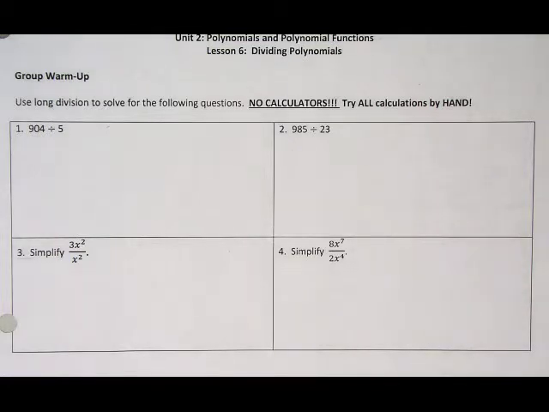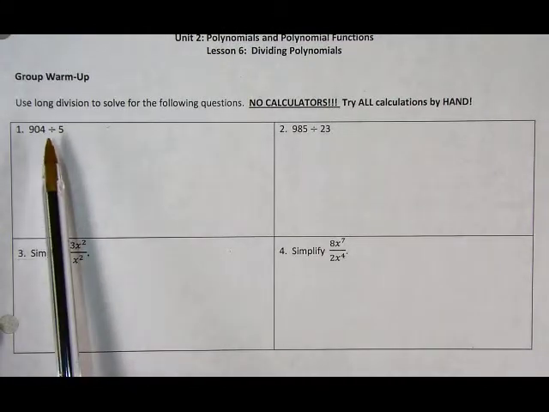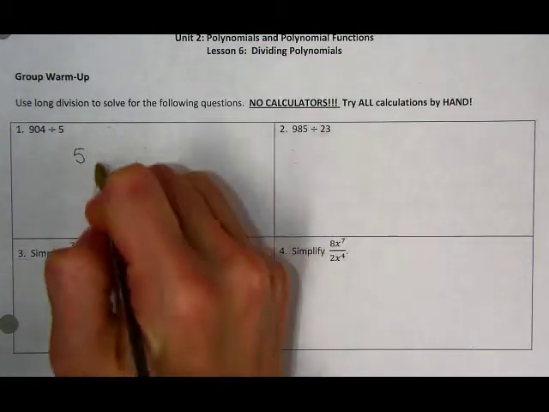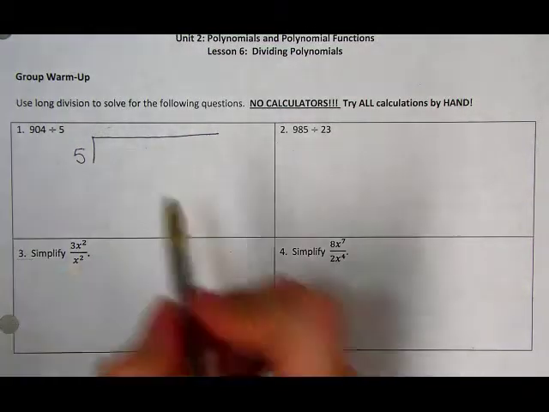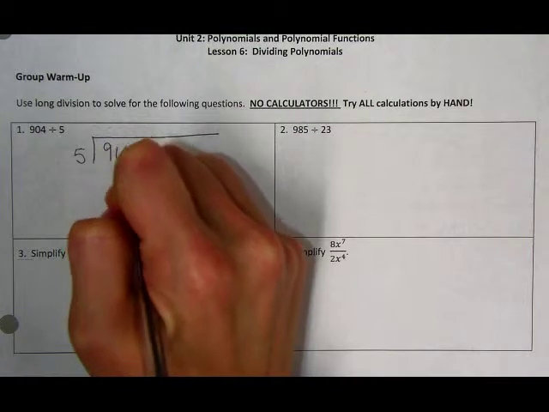Okay, so in number 1, we've got 904 divided by 5. When you have that second number being divided by a certain value, in this case it's 5, that's the number that's going to go on the outside. If you remember your long division, you have a symbol that looks just like that. And the number that goes inside your division box is 904.